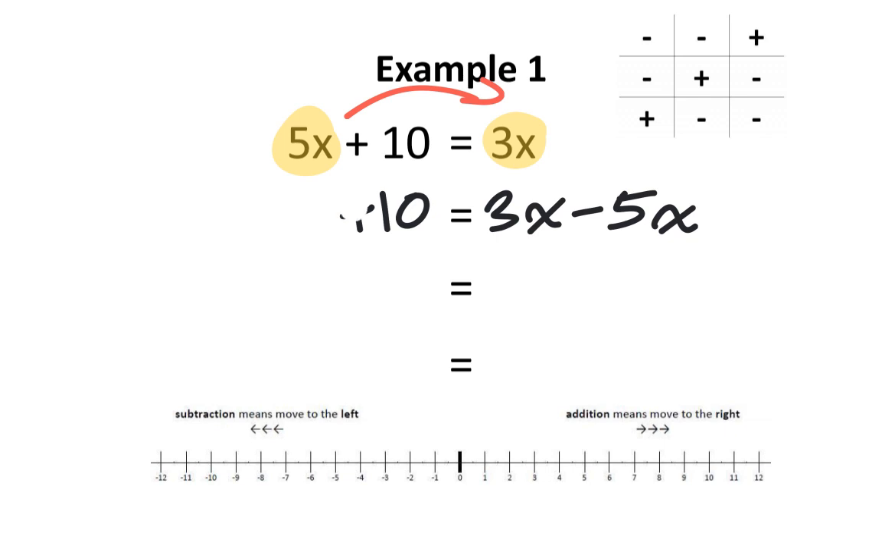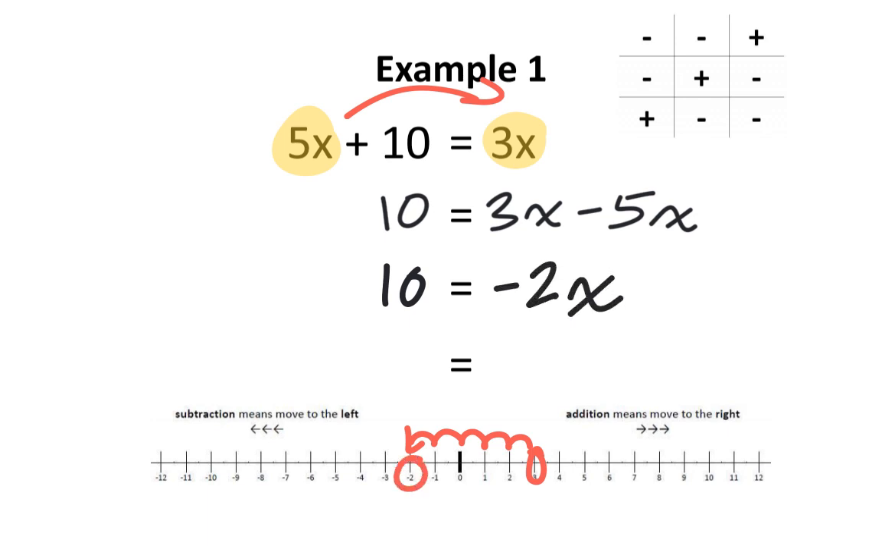I'm going to erase the positive sign in front of 10 since you don't really need it. Next, I'm going to simplify the right side of this equation. 3x subtract 5x. So you may want to use a calculator or a number line here. We're going to start off with the number 3. And since we're subtracting, we're going to move 5 spaces over to the left, which means you're going to end up at negative 2. So that would be negative 2x.